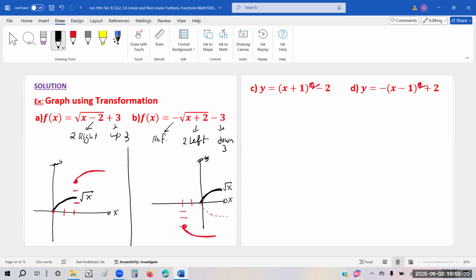So volunteer for C. Gurkiras, right? The left one, down 2.